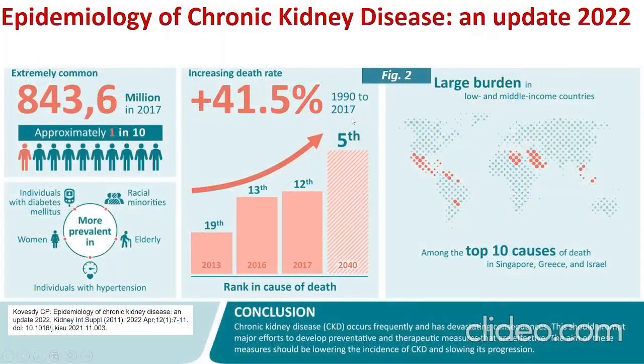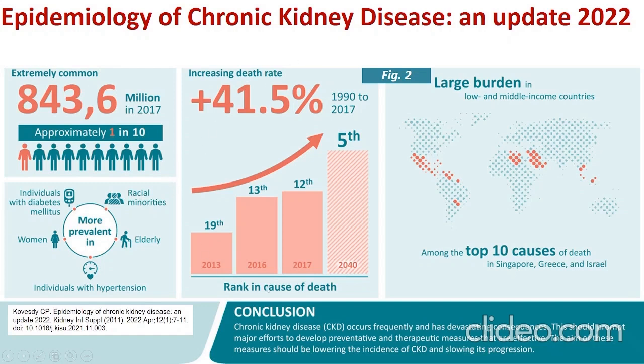And we have one more slide showing why this disease is frequent. First of all, about 843 million people all over the world suffer from this disease in 2017. Approximately 1 of 10 persons in the world suffers from this disease. And it is especially more prevalent in patients with diabetes mellitus, in women in comparison with men, in hypertension, in elderly, and in some racial minorities.